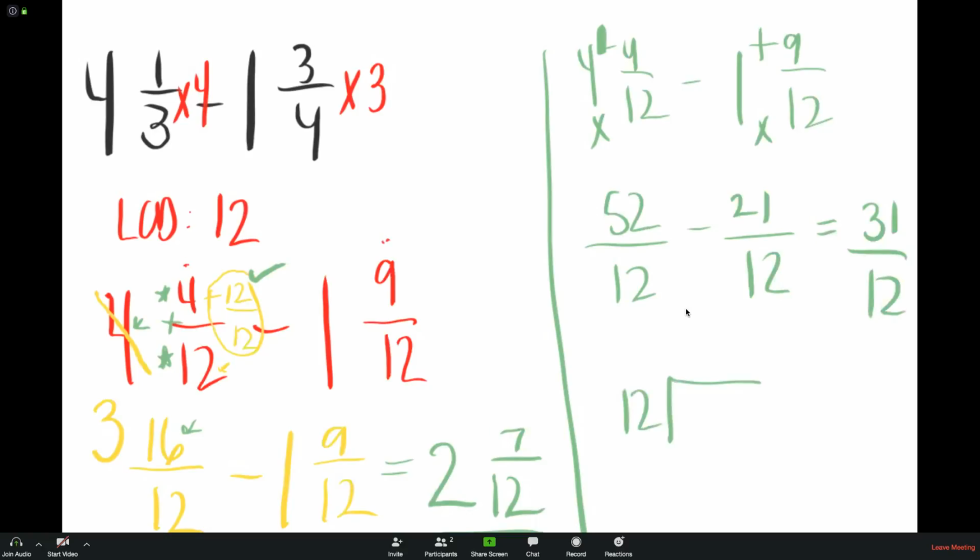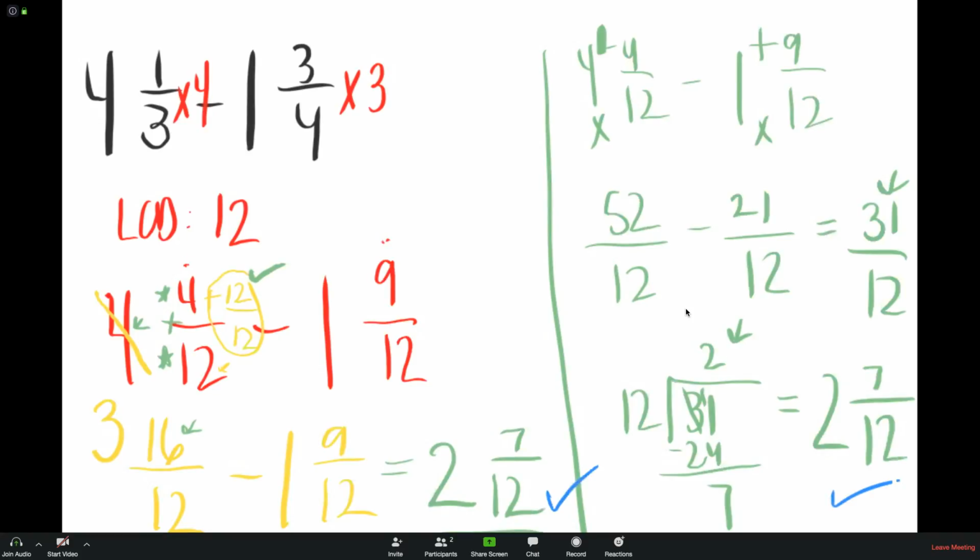And then because we can't have improper form as our final answer, we need to do long division to find our mixed number. 12 goes into 31 twice, and we'll get 7 as our remainder. So 2 is our whole number, 7 is our numerator, 12 is our denominator. And if you notice, we get the same answer, whichever format you solve it in.